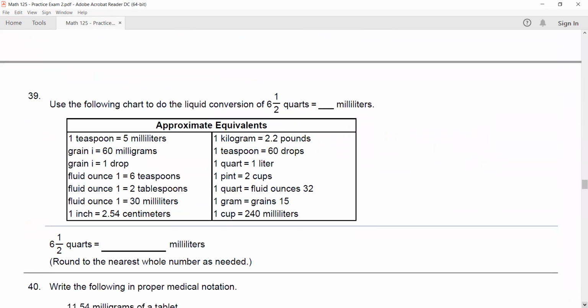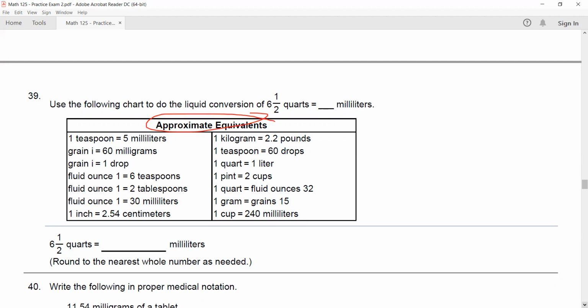Let's look at number 39. In number 39, we have 6.5 quarts equals dash ml. Now with this one, we've got to go to these approximate equivalents. Look at the table and see which of these conversions we are going to use.